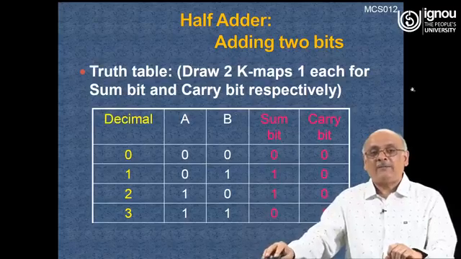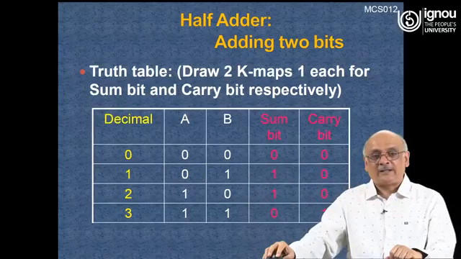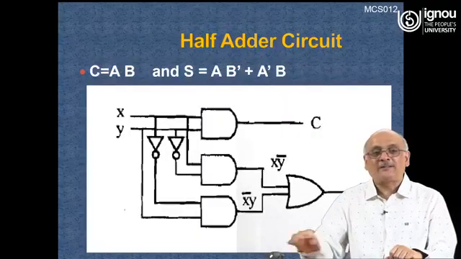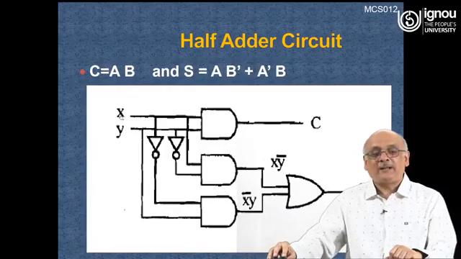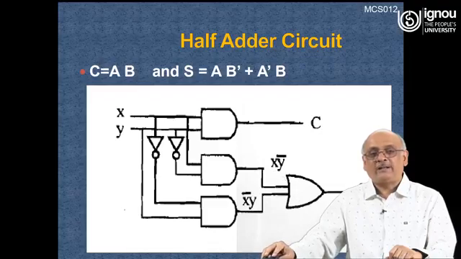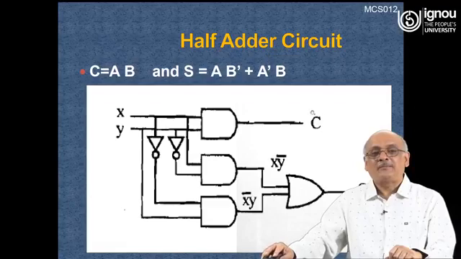And what does the half adder do? We get a carry bit, we get the sum bit. Now the carry bit is a simple AND gate, right? So this is how your circuit will look like. If I'm adding X and Y bits, then the AND gate will give me the carry, and the 2 AND gates for X bar Y and X Y bar, if I pass them through an OR gate, are going to give me the sum bit.